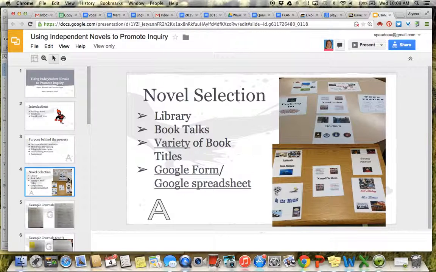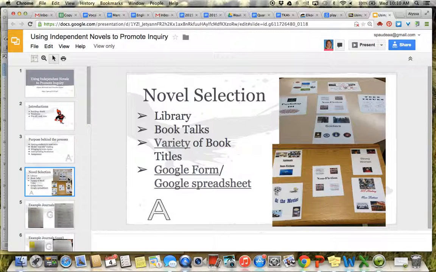So the first thing the students had to do was pick a novel. We took our students down to our library, and Mary Beth Haas, our librarian at South High School, did a great job of picking out books for our students that would be high interest. She also gave some book talks on different books that she thought would be good picks for our freshmen. There was a variety of book titles, ranging from all different genres.